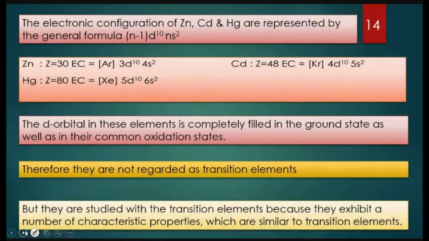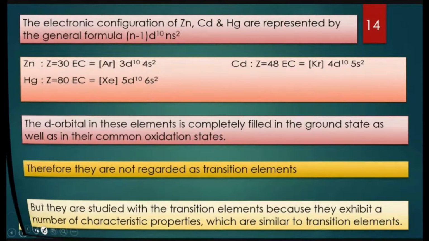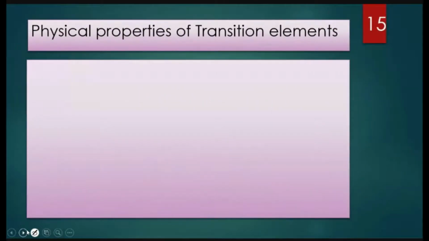but still they have been included in the d-block elements, and we have to study these three elements along with the d-block elements, because their chemical and physical properties are very similar to transition elements. That is why we are going to study the physical and chemical properties of zinc, cadmium and mercury along with the remaining d-block elements. Remember, since all these three elements have completely filled d orbitals, they are not regarded as transition elements. Then let's pass on to the physical properties of transition elements.